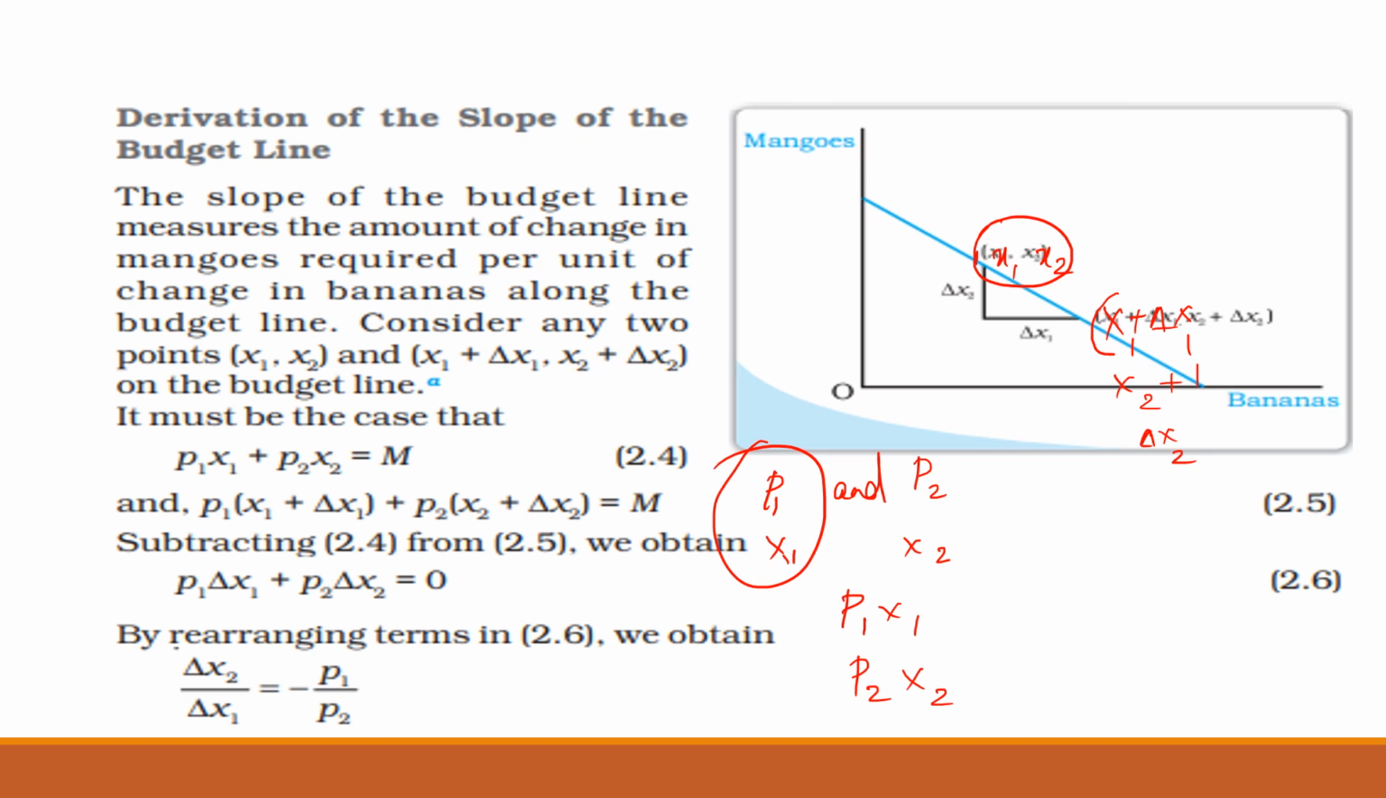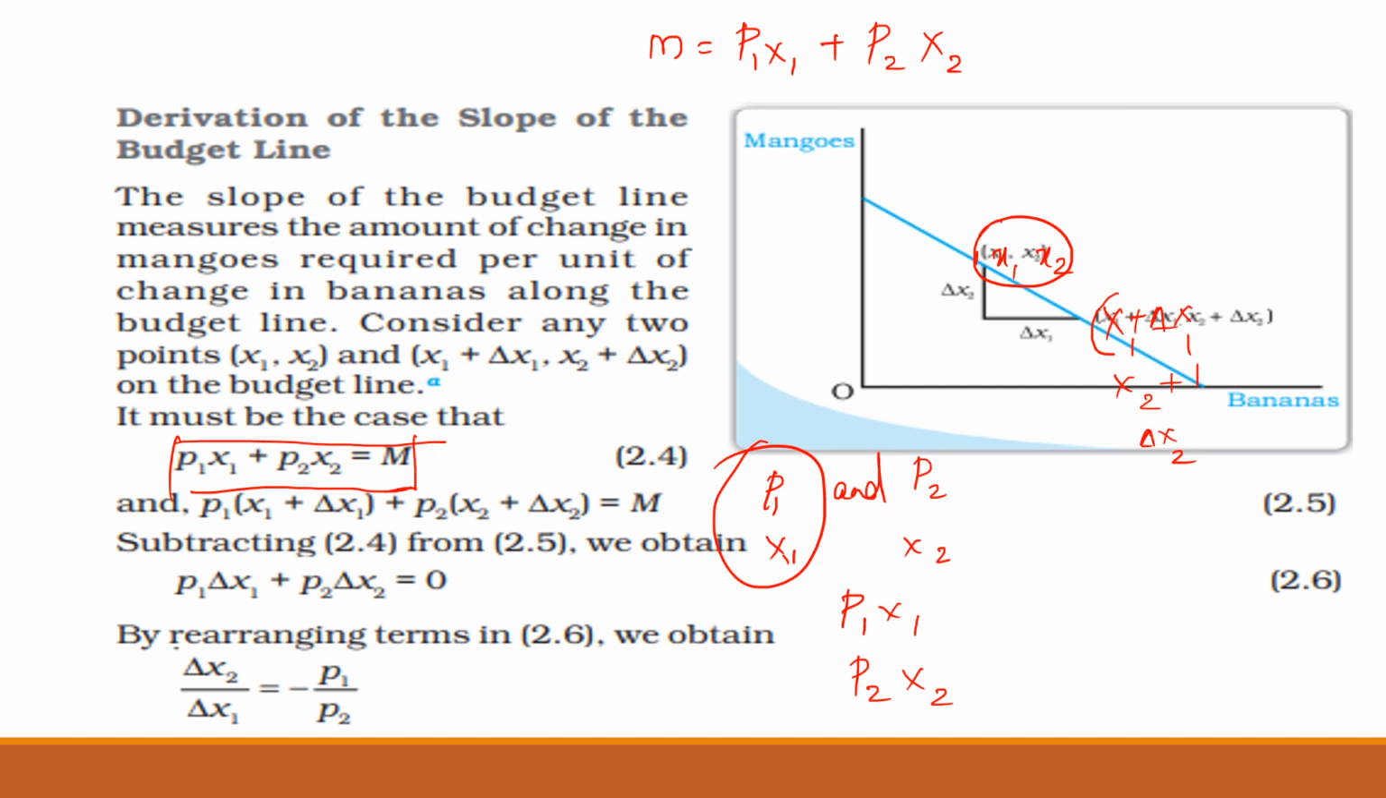So your total expenditure, if it is given as M, will be equal to P1x1 plus P2x2. That is what you have here. Okay. That is before going for a change in your consumption. Here you have increased one more unit of banana. Here you have reduced some units of mangoes. Okay. So you go for the changes as well.